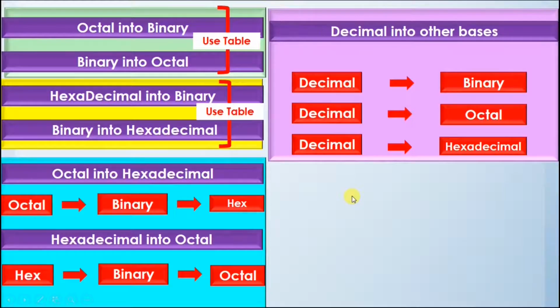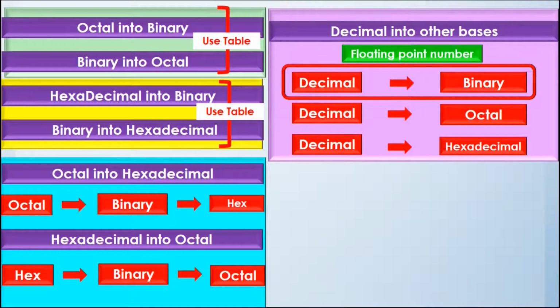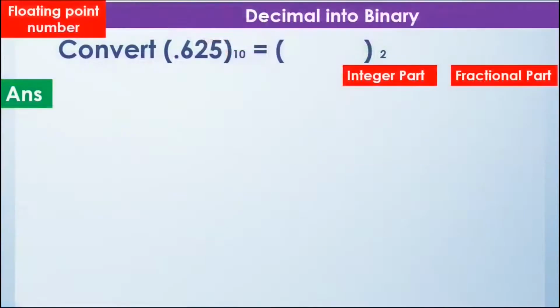So now we will see how to convert decimal into other bases using floating point numbers. First of all, we will see how to convert decimal into binary. As we previously mentioned, the procedure of conversion of decimal into binary using whole numbers is totally different from the procedure for floating point numbers. So we will use a different procedure in this example, in which we are going to convert our decimal into binary using a floating point number.